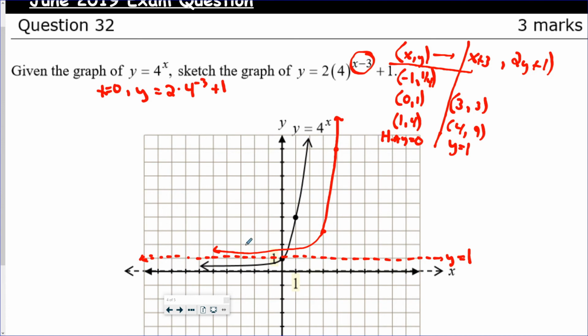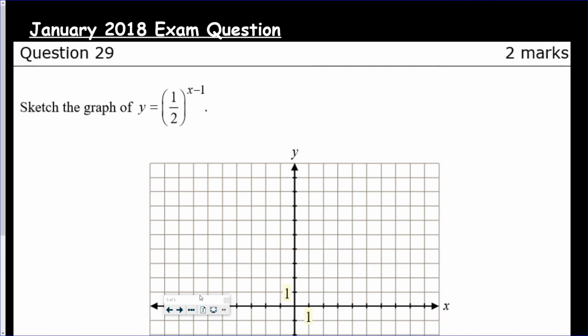So that's a particularly tricky question. I got one more here. So this one is from January 2018, and it's just a 2-marker. So basically what they've done is they've taken y equals (1/2) to the x, and we've done one transformation on it.